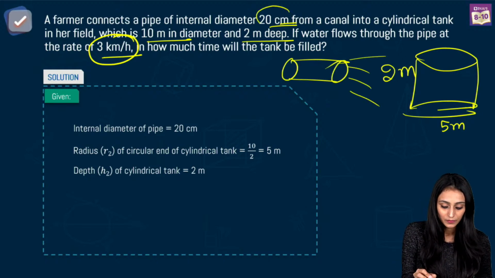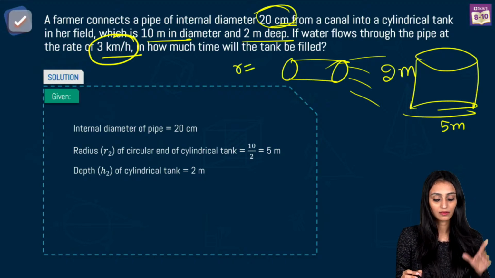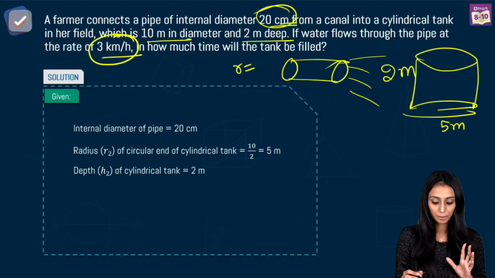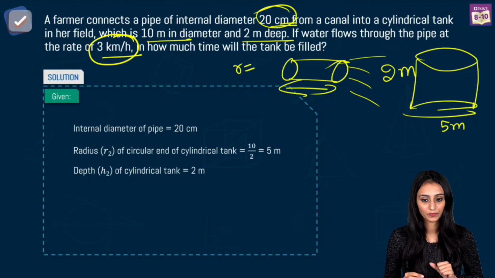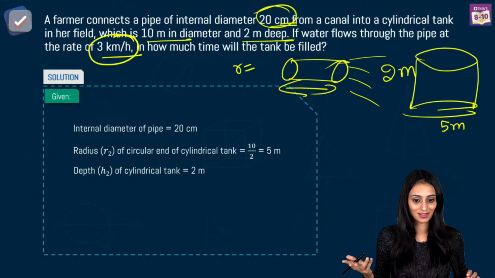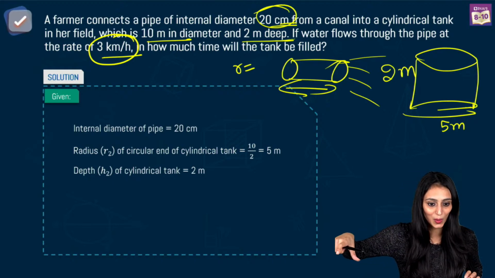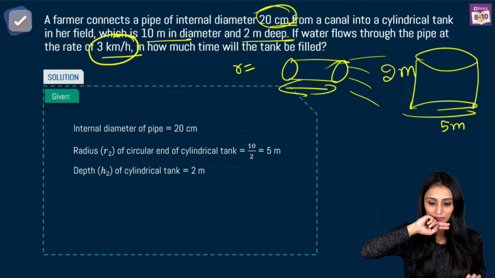So this pipe has a diameter of 20 centimeters. So we can find out the radius, and that we will find out in meters. But we do not have its length. We do not have the height here. Why are you converting? Because half of the question is in centimeters, half is in meters. So the units have to be the same throughout, right?